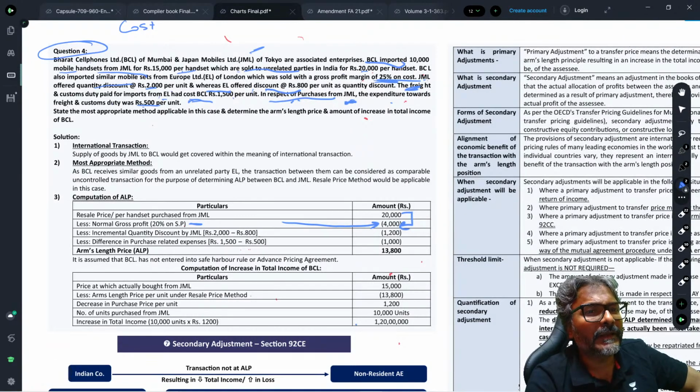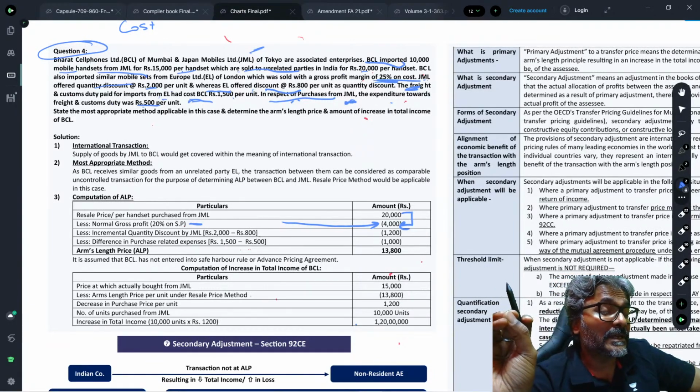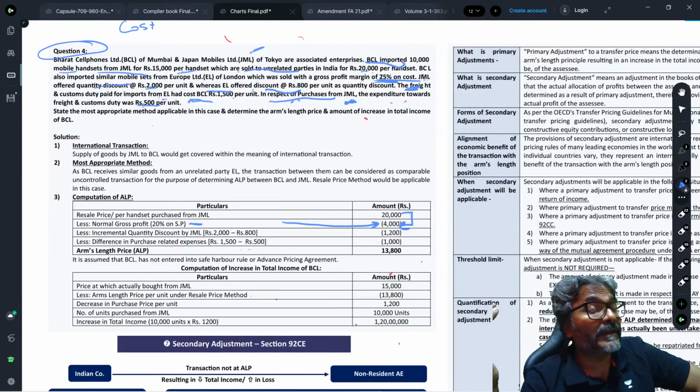Do you all agree to this one? So in the case of the international transaction, a lesser amount of freight is charged, whereas in the unrelated transaction a higher amount of freight has been charged.